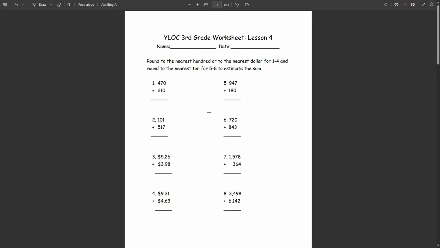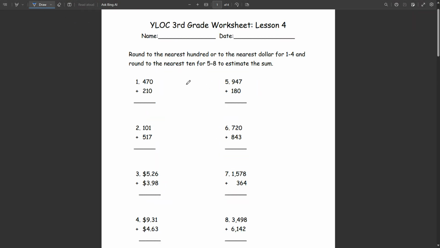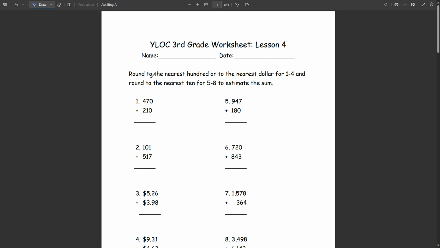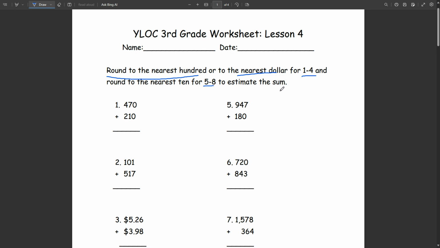Hello, this is lesson 4 third grade worksheet. So the first thing we're doing is adding. The instructions are to round to the nearest hundreds or to the nearest dollar for questions 1 through 4, and round to the nearest 10 for questions 5 through 8, and to estimate the sum.